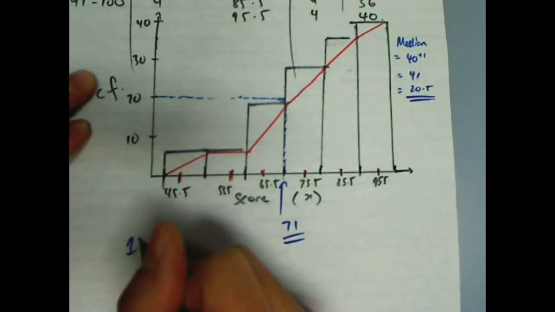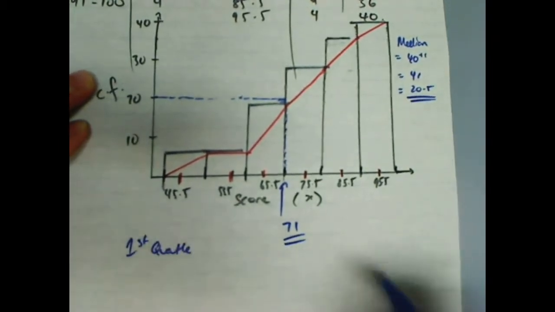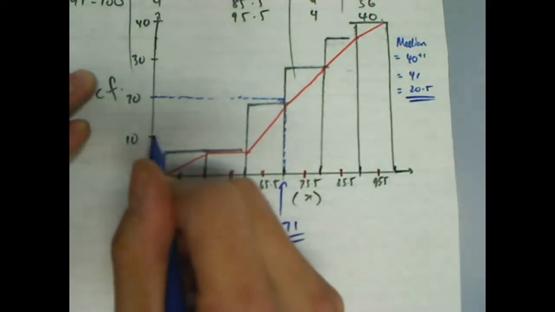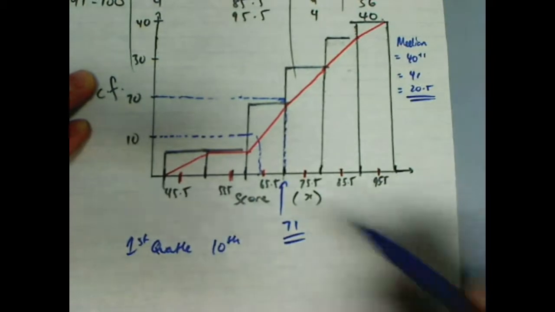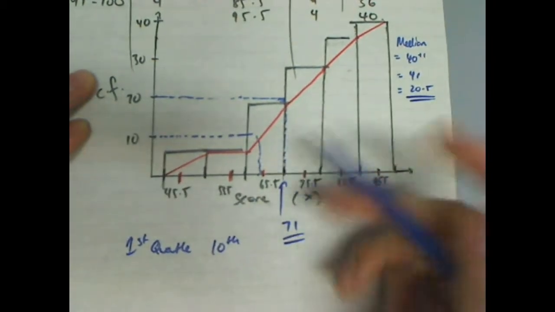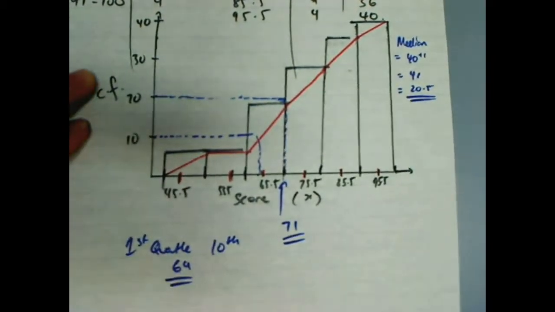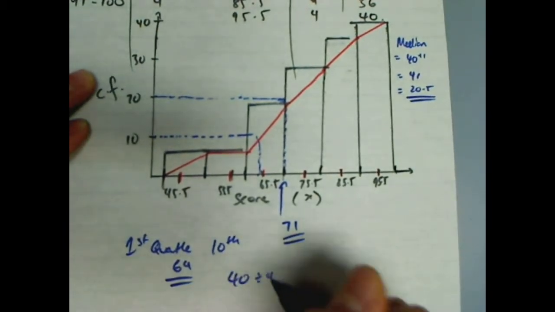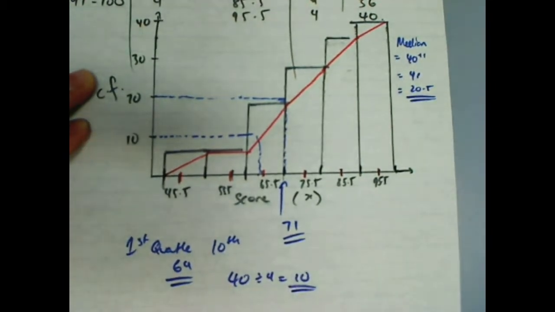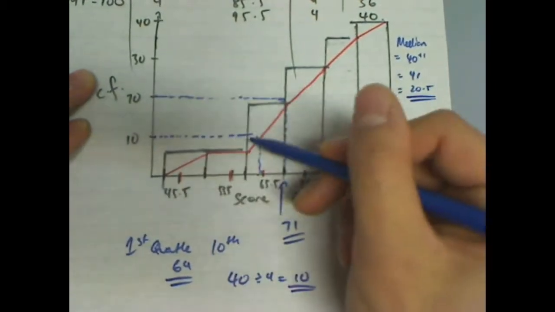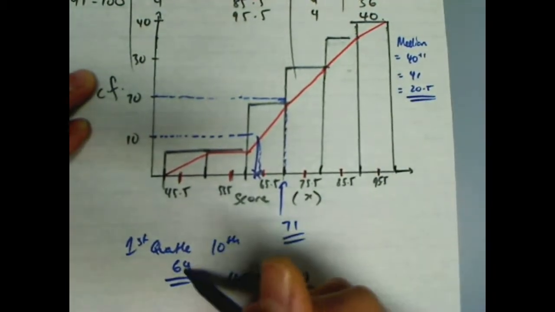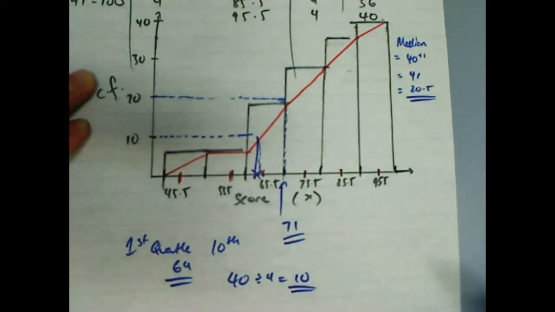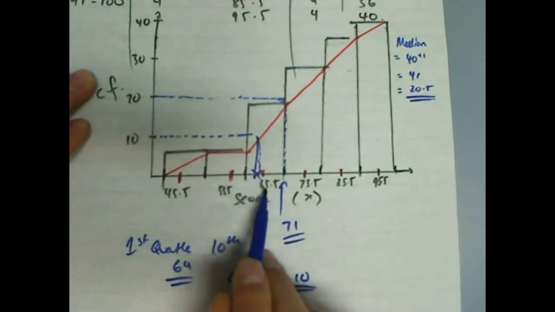Alright, first quartile is going to be at the 10th. So I'm just going to look at 10 on the side, go across, go down. Now I don't know exactly where it is, but I can estimate it to be about 64. Okay, so first quartile, 40 divided by 4 equals 10. So I'm looking for the 10th score. That turns out to be around here. Yeah, you can even put down 63. That wouldn't be a problem, as long as you know that it's below 65.5.